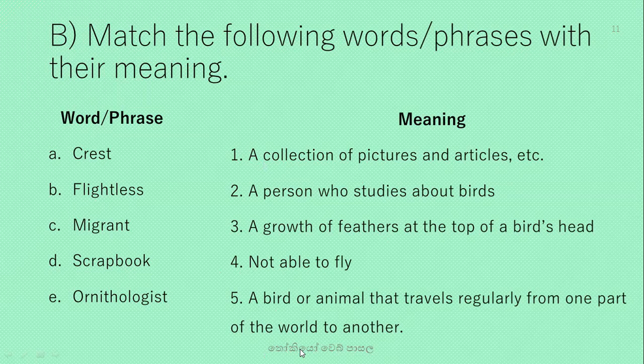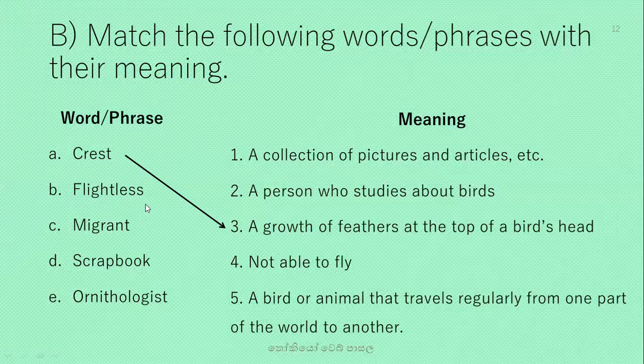Answer three. Yes, very good. So that is answer three. Right? So crest means a growth of feathers at the top of a bird's head. Right? So that is what we mean by crest.